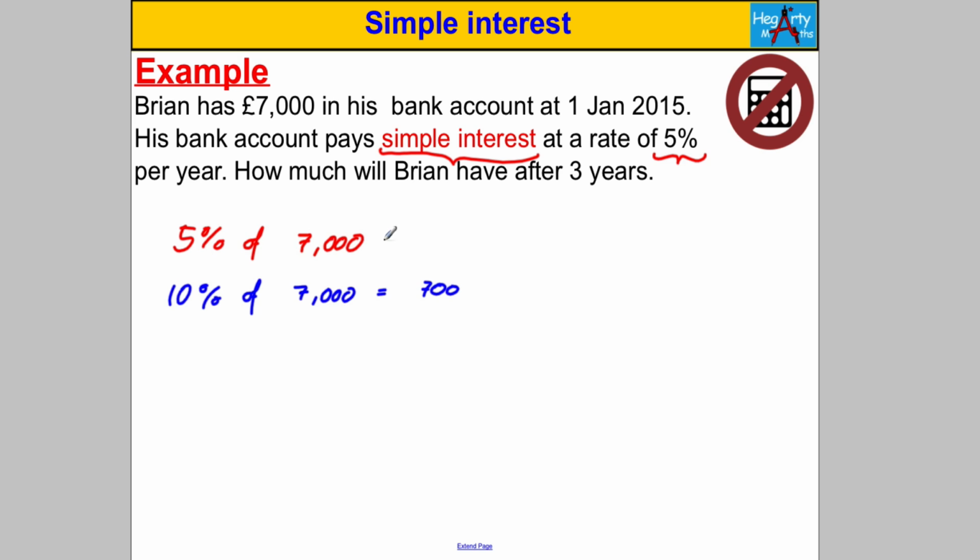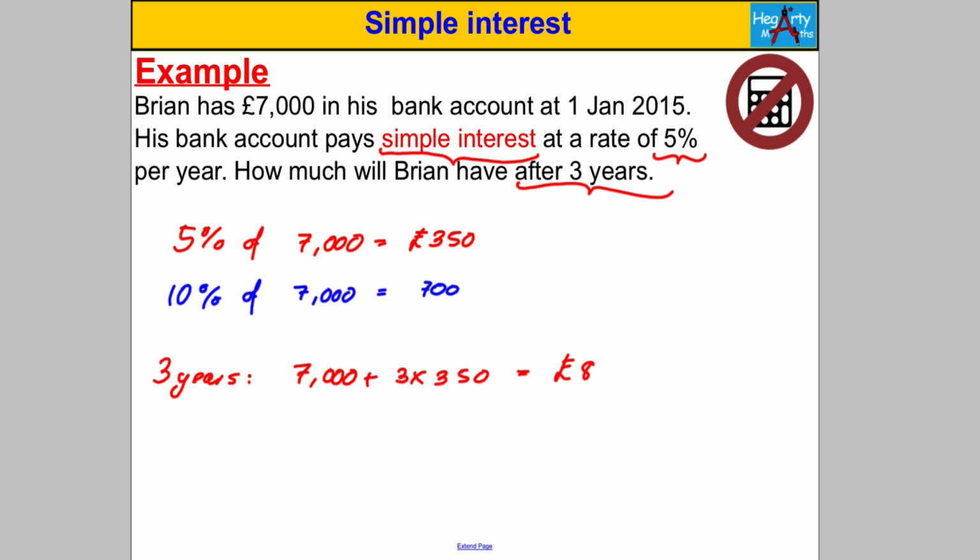So therefore 5% must be half of that. It must be £350. Now that wasn't the question. The question was, how much does Brian have after 3 years? After 3 years, well, he's clearly got his original amount in his bank account, 7,000, and for each of the years he gets £350. So he gets 350, add 350, add 350, or we can just write 3 lots of 350. Okay, it's £8,050. And there you go, a question answered there, all about simple interest.